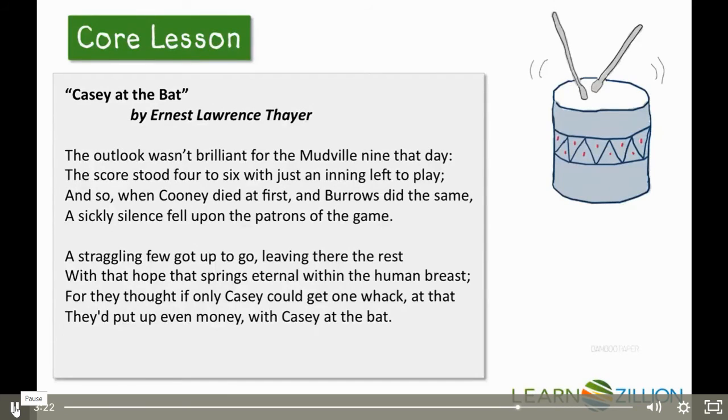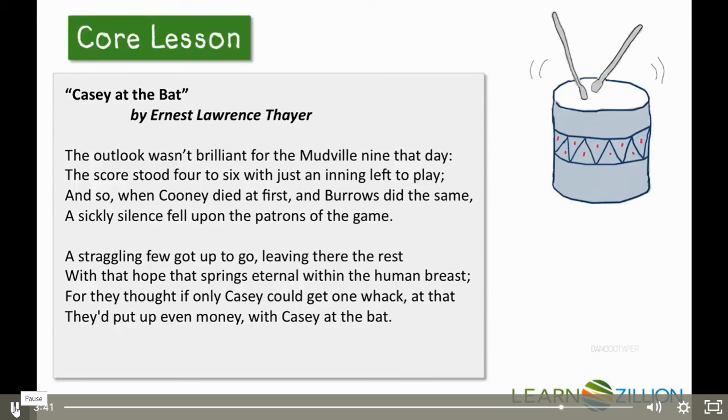The outlook wasn't brilliant for the Mudville Nine that day. The score stood four to two with but one inning more to play. And so, when Cooney died at first and Barrows did the same, a pall-like silence fell upon the patrons of the game.